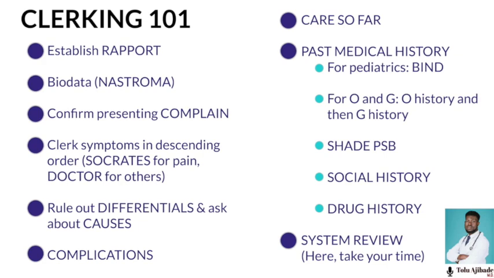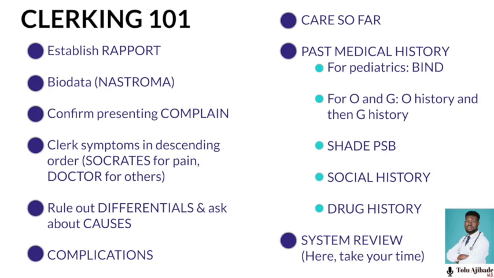So for pediatrics, we'll be using an acronym called BIND. For OBG, we actually won't be using an acronym. We'll have it detailed into steps. So you ask about the obstetric history first and then the gynecological history next. And then there's something called SHADE PSB, which are just important things to ask. It's an acronym. It also encompasses surgical history as well. And then we have social history, and then drug history, and then the system review, where you take your time.